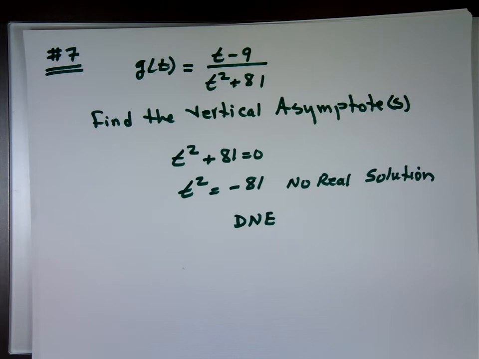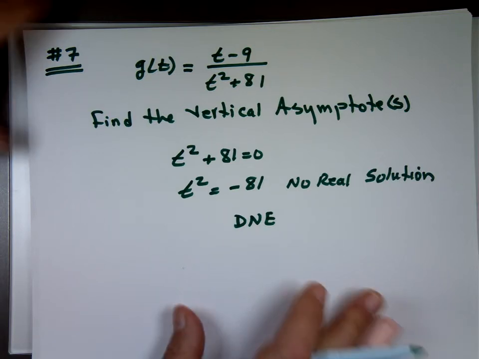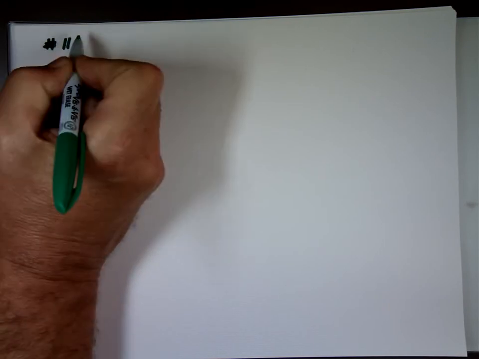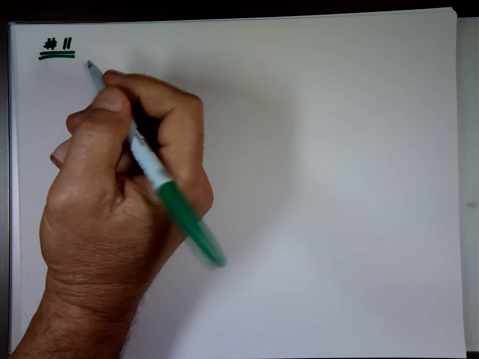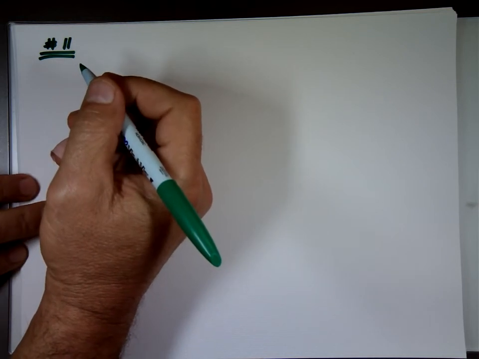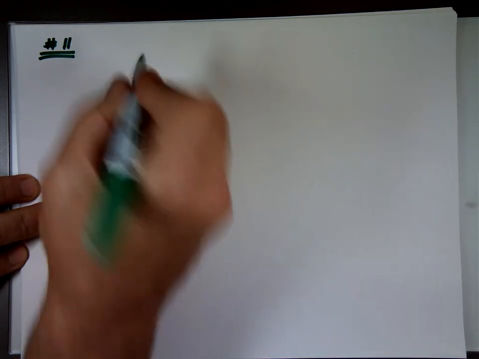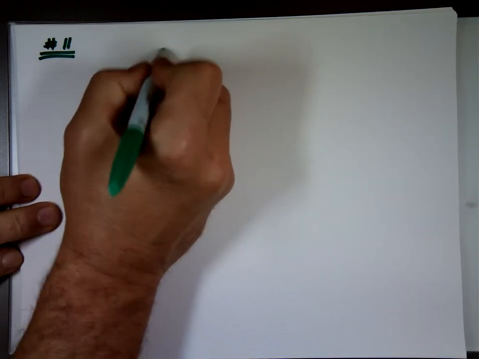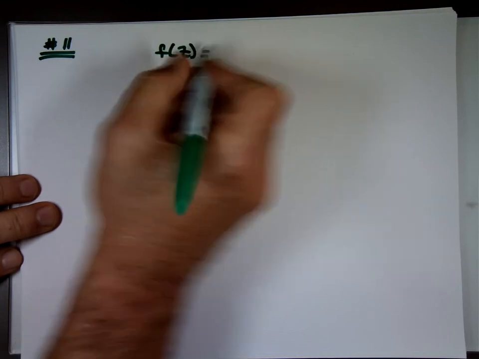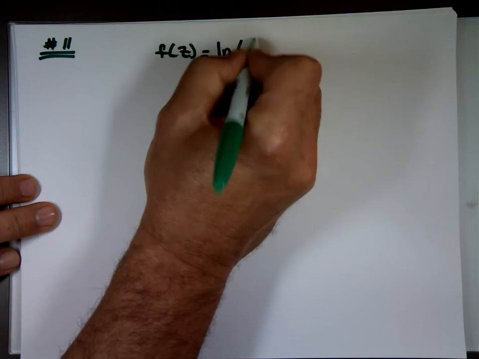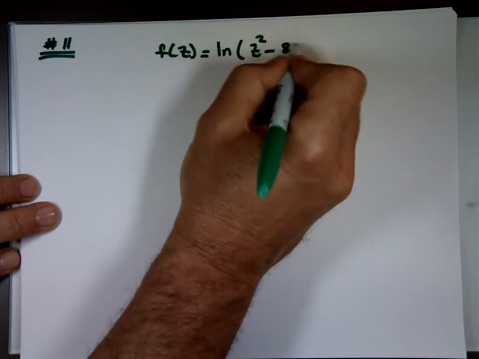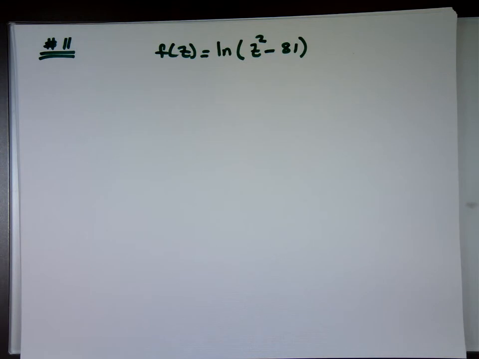Next one is 11. Number 11. Find the vertical asymptotes, if any. So here's the function. F of z equals the natural log of z squared minus 81. Find the vertical asymptotes of f of z, if any.